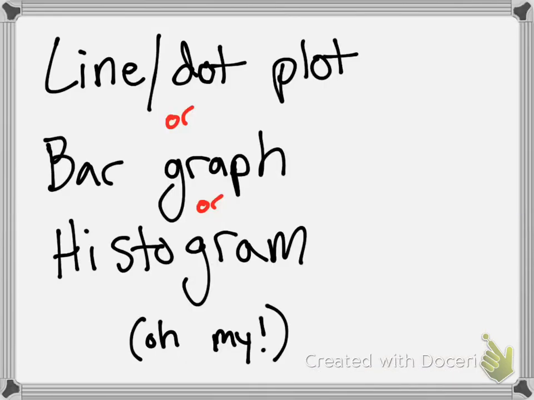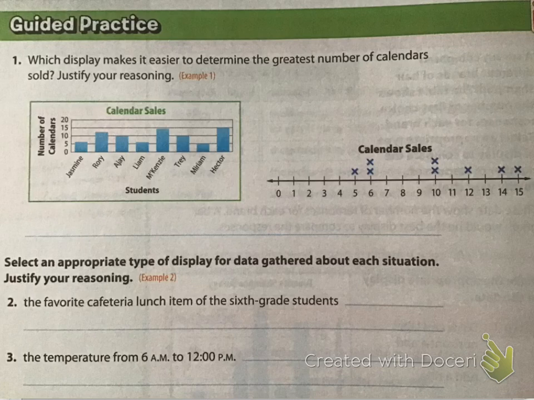So look at all the different types of things we have. We've got a line plot, dot plot, we got our bar graph, we got a histogram, oh my! It's like Wizard of Oz over here. So let's look at some of our guided practice together. We're going to tell what is the best. So which display, literally this is just telling me what do you find easier, ready?